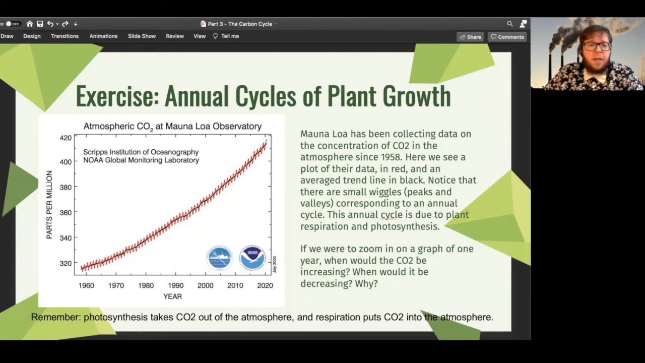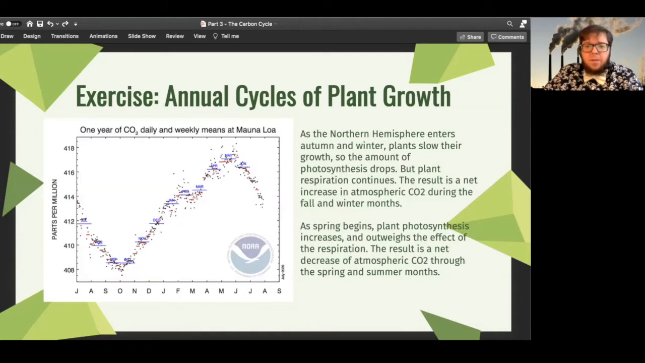So you think, okay, it's the summer. There's more daylight. There's more photosynthesis in the summer. It's actually a little bit time shifted from that. Here's the answer. This one tripped me up too when I was first learning about this. It was not obvious. As the northern hemisphere enters autumn and winter, plants slow their growth. So the amount of photosynthesis drops, but they continue breathing. So the result is a net increase in atmospheric CO2 during the fall and winter months.